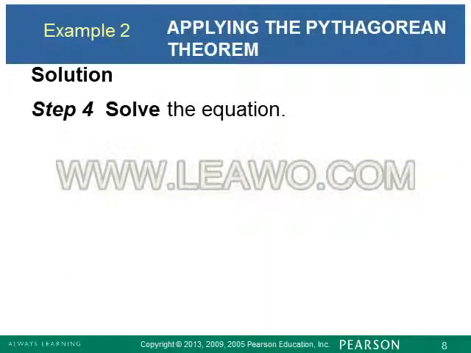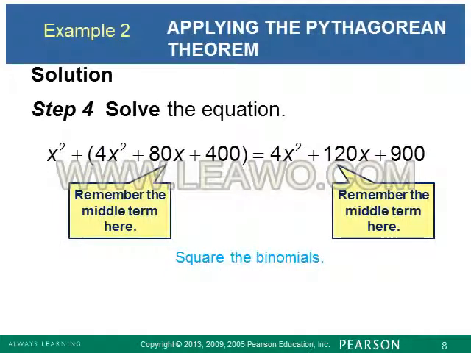Now it's time to solve the equation. So don't forget, when you are squaring a binomial, remember we had 2x plus 20 in parentheses squared. You've got to use FOIL or use the box. That's why we have a middle term here. So it really is 2x plus 20 times 2x plus 20. Same thing occurs on this side. It would be 2x plus 30 times 2x plus 30.